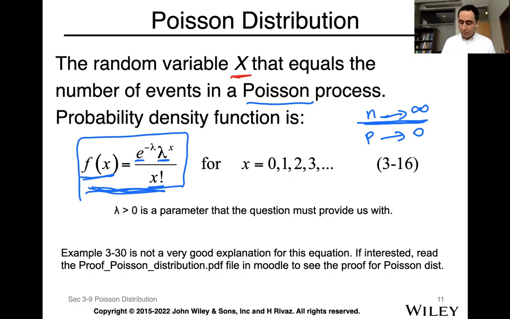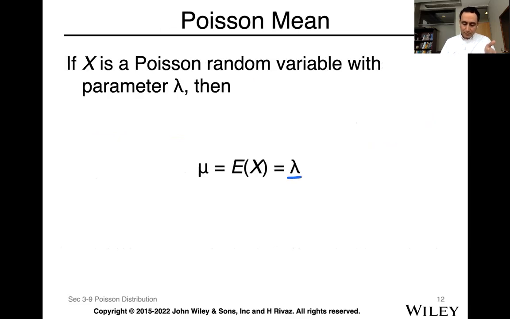I don't say it here, but one very important fact is that lambda is the average number of successes in unit length, right? Whatever you define as your unit length, lambda is the average number of successes in that unit length, right?